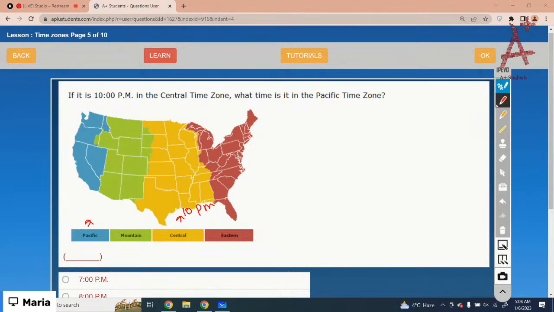Pacific is 2 hours behind central. Got it? So subtract 2 hours, so it would be 8 p.m. Got it? So it is 8 p.m. in the Pacific time zone. Got it?